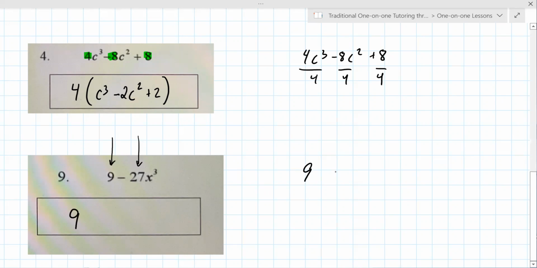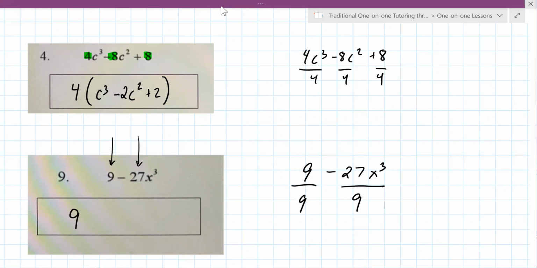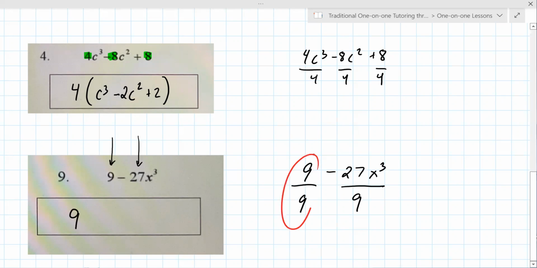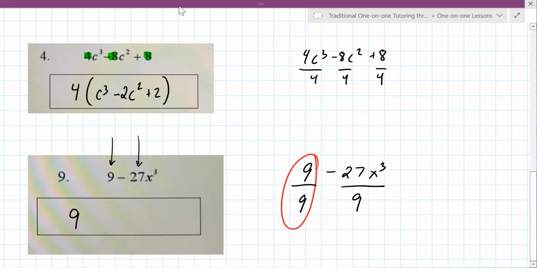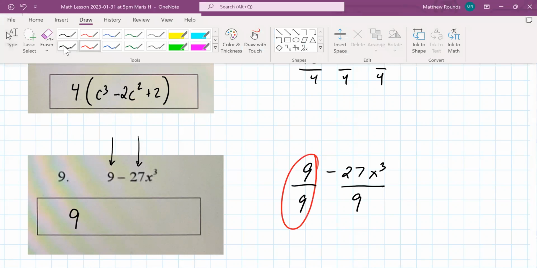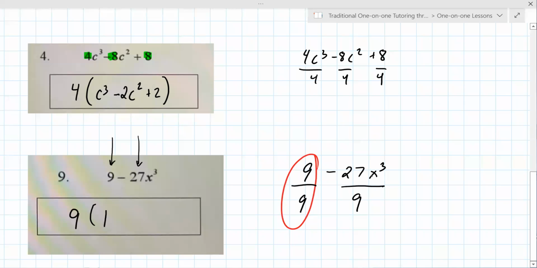Is there a number that goes into both 9 and 27? Yeah, 3. 9. Oh, 9, yeah. Okay, so then again, I would say, just write them out and divide both of them by 9. So you're literally looking at two separate problems. What is 9 divided by 9? 1. Okay, and then what is 27 divided by 9? 3. So minus 3x cubed.